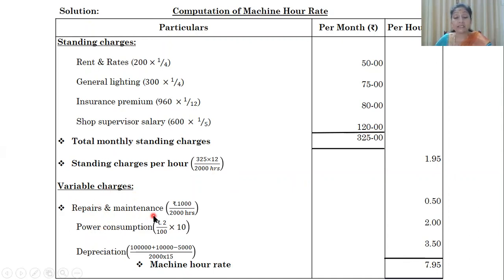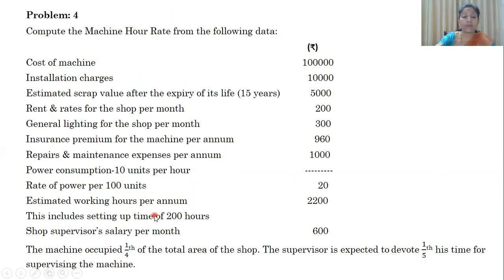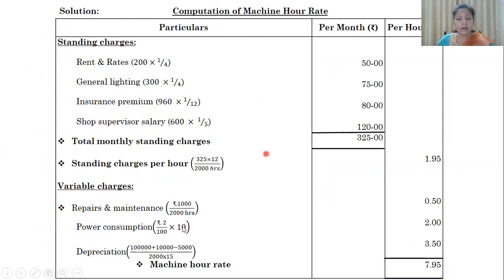Repair and maintenance is a variable charge. What's given in the problem? Repair and maintenance expenses per annum 1000 rupees. Per year 1000 rupees. Then 1000 divided by 2000 hours, we will get repair and maintenance per hour 0.50.